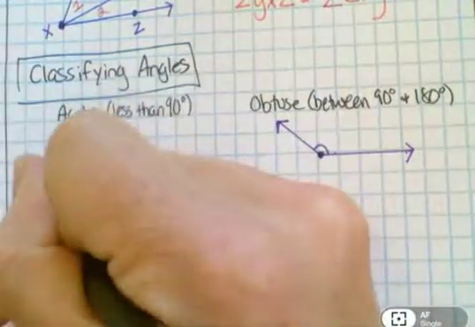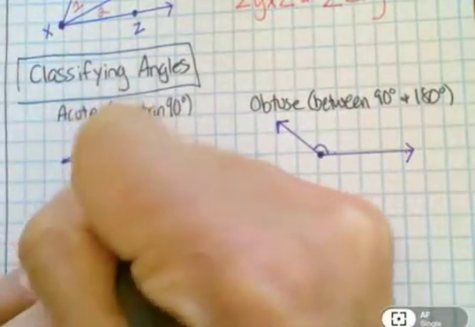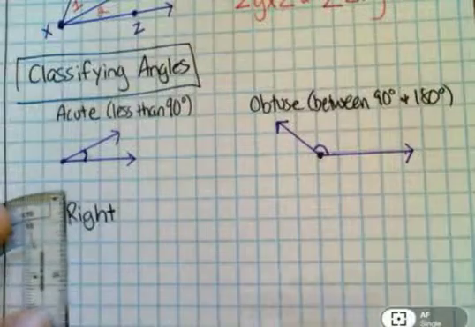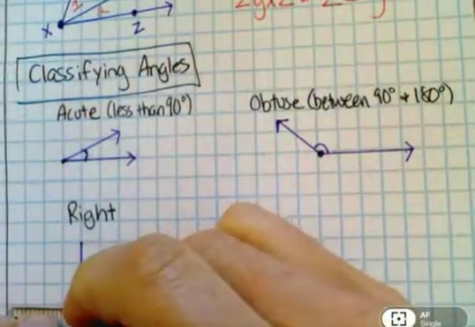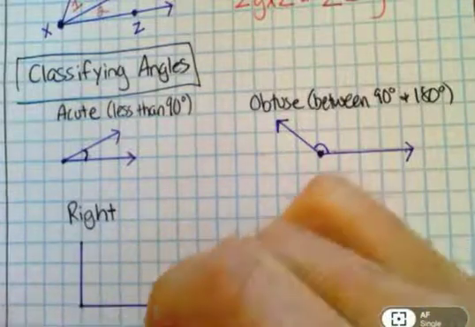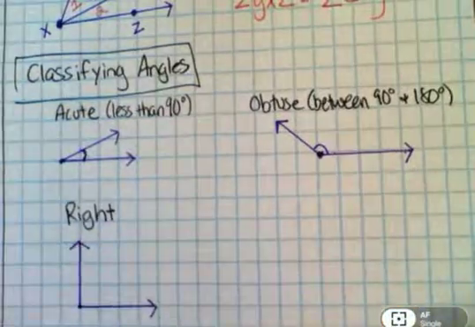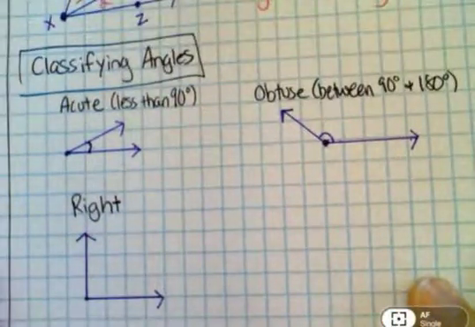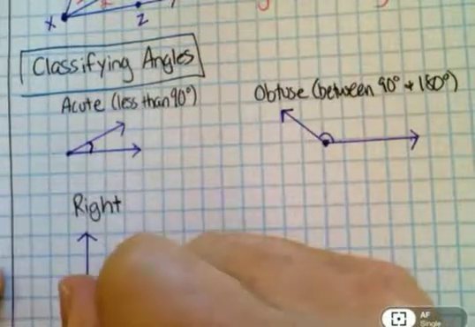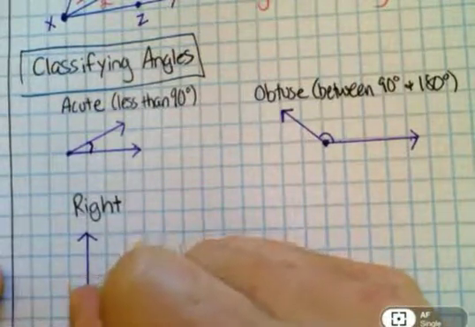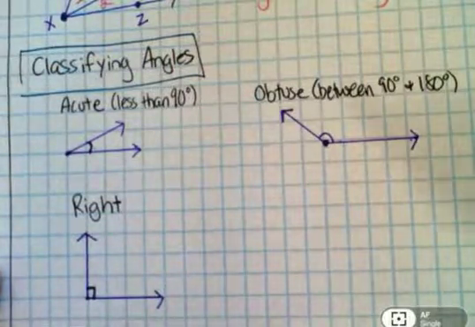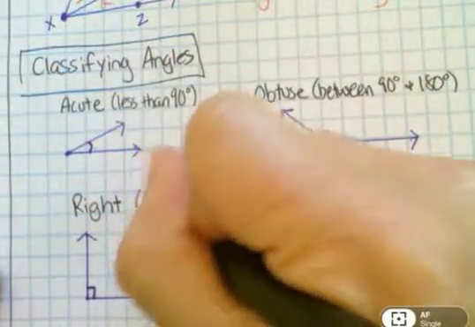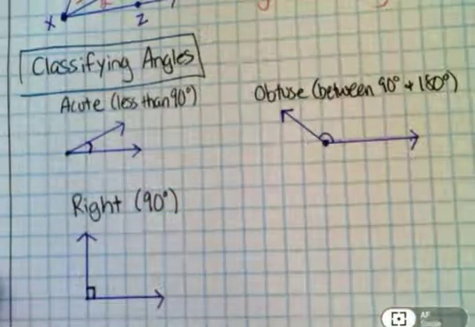And then we have a right angle. And a right angle is a corner. So it's going to look something like that. And we have a special symbol for a right angle. We put this little box in. Basically, we're creating a little square in the corner to show that it's exactly 90 degrees. So a right angle is 90 degrees.